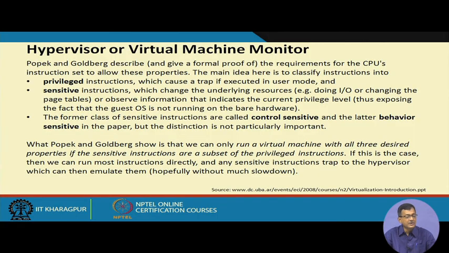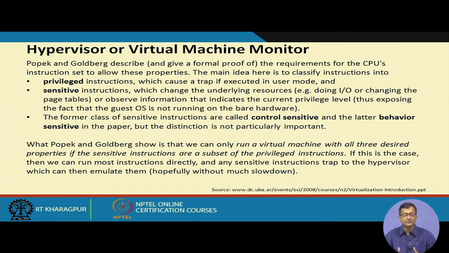So, again in the same work, Popek and Goldberg describe and also provided a formal proof of the requirement of the CPU's instruction set to allow these properties to happen, like to allow true virtualization to happen at the highest level. The main idea is classifying the instructions into three different types. One is privileged instruction, which causes a trap when executed in user mode. There is a sensitive instruction which changes the underlying resources, that is doing IO or changing the fact that the guest OS is running on the bare metal, etc.